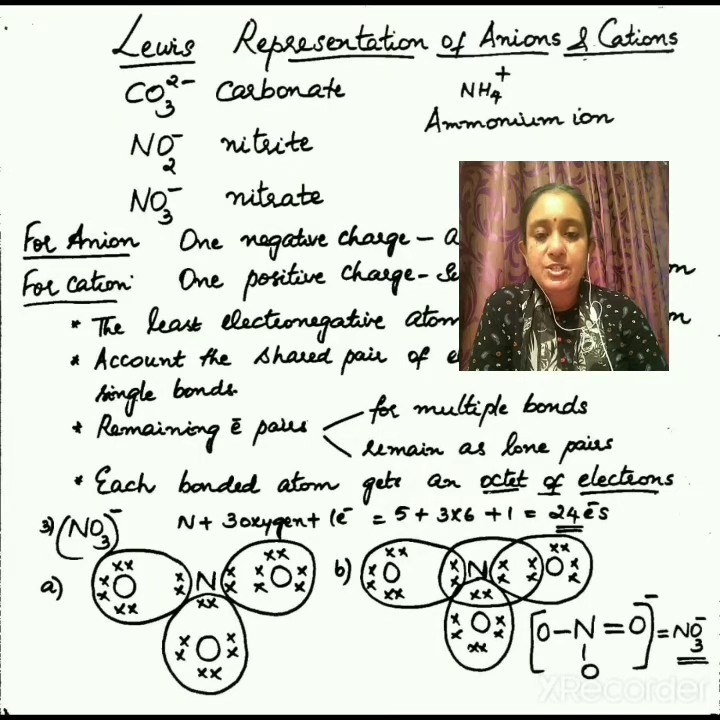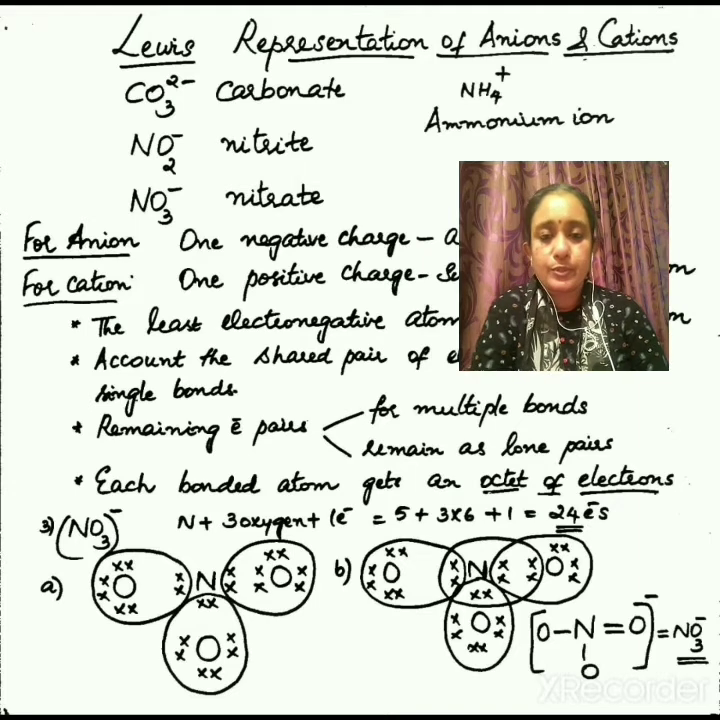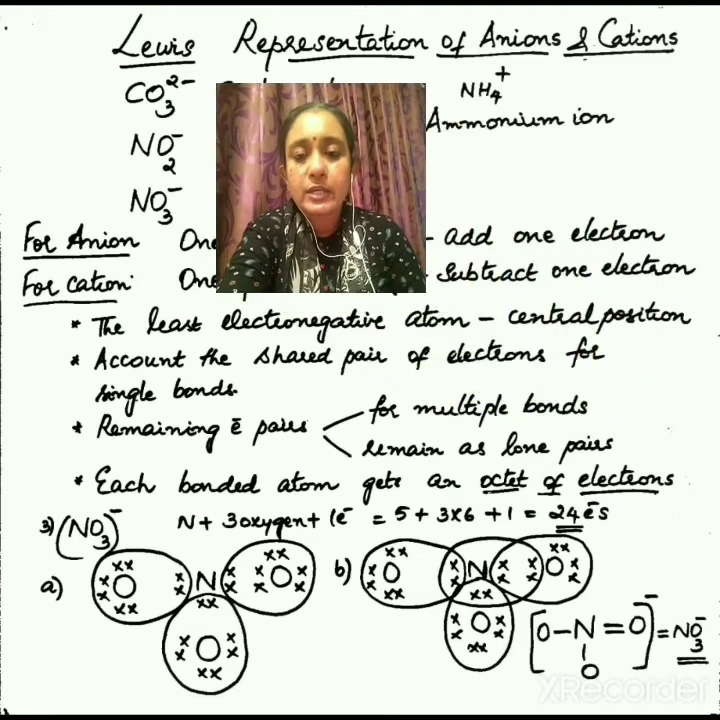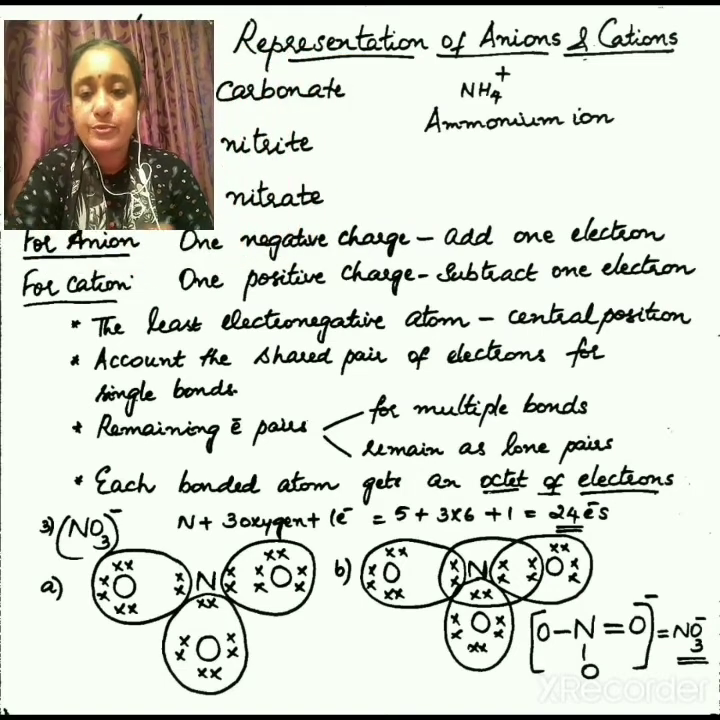Lewis representation of anions and cations. Here we will be discussing the representation of anions like carbonate, nitrite and nitrate and cations like ammonium ion, NH4+. But there are certain rules to be followed. So let us have a quick look into the various rules to be followed.